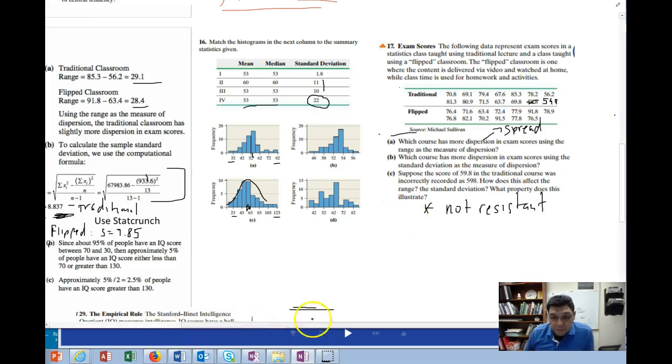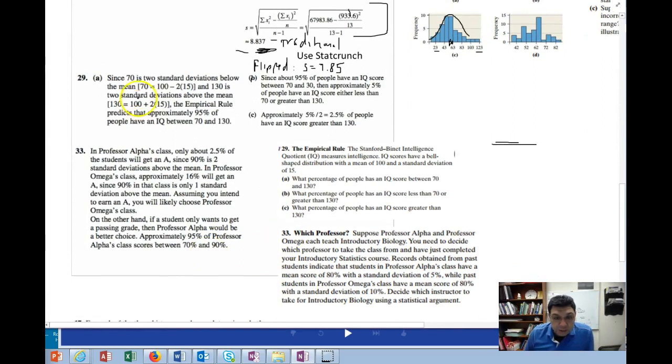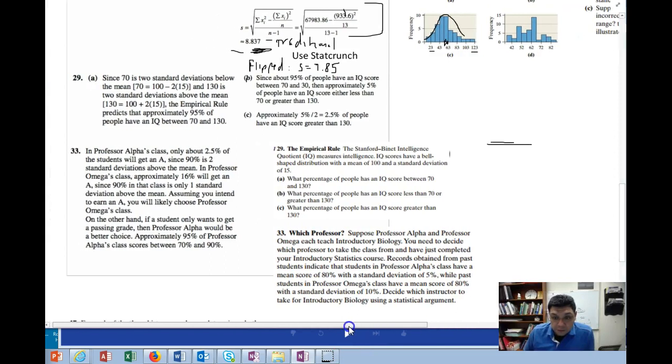Okay, that's number 17. Let's go ahead and look at the next questions. We had a couple of questions here, 29 and 33. These are important ideas. Here's question 20 on the empirical rule, so make sure you're referring to your notes when we're looking at the empirical rule.